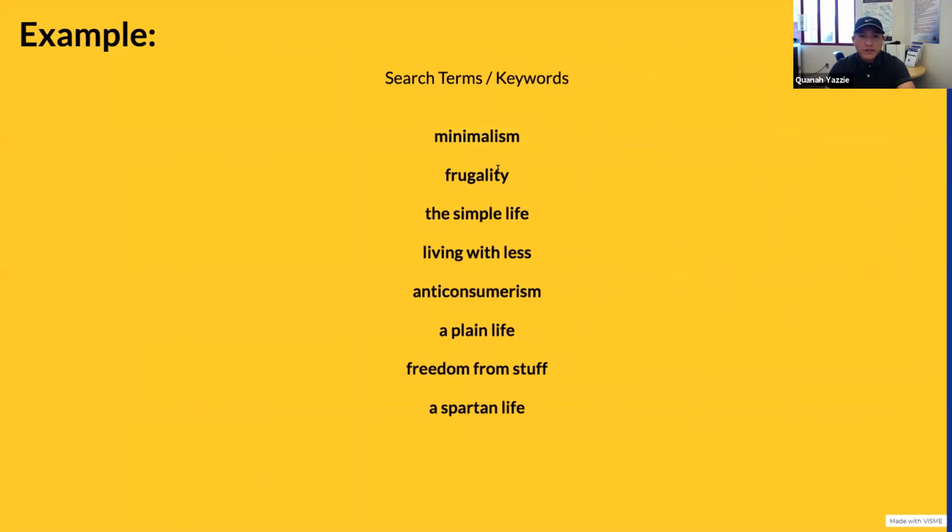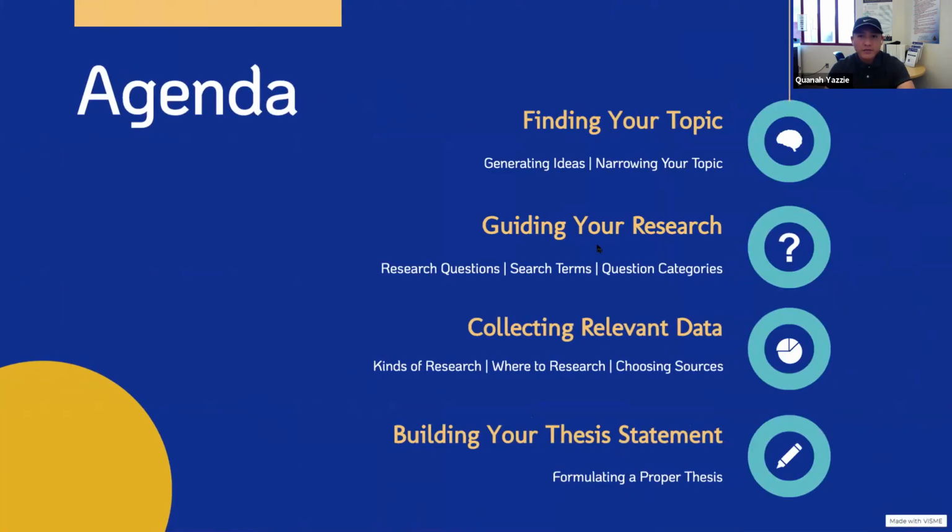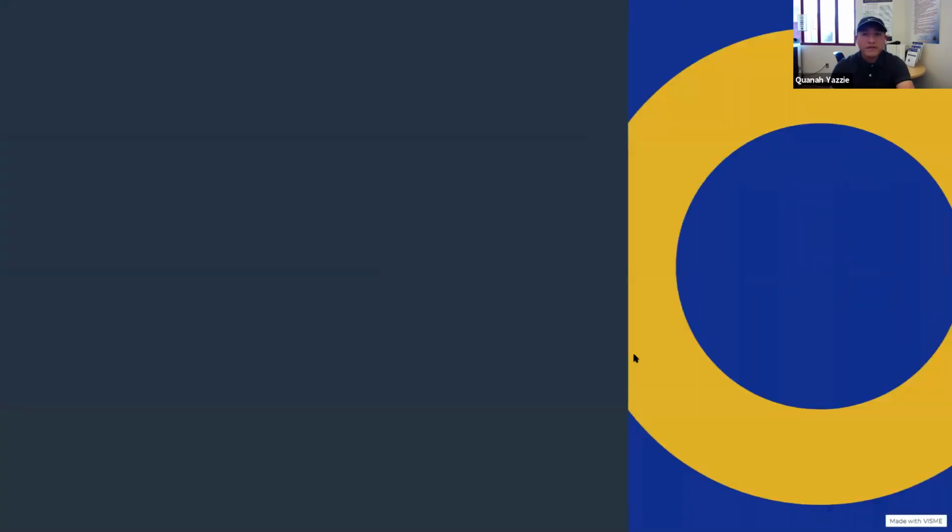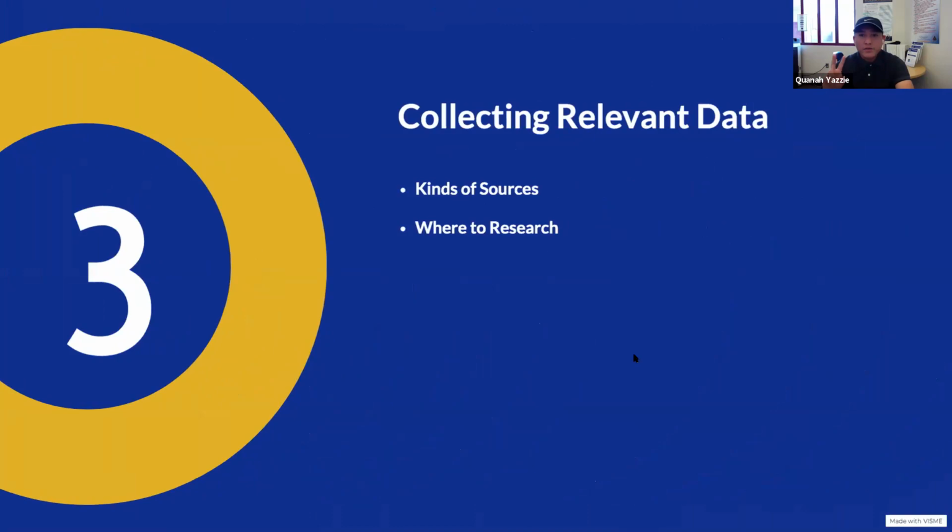So then moving on, once we guided our research even further and questioned and critically thought about what we can actually focus on, we can then move into collecting relevant data. In collecting this relevant data, we'll go into the kinds of research and where to research specifically. Those are the two things that I am going to focus on: the kinds of research and where to research in relation to us here at the Net College.